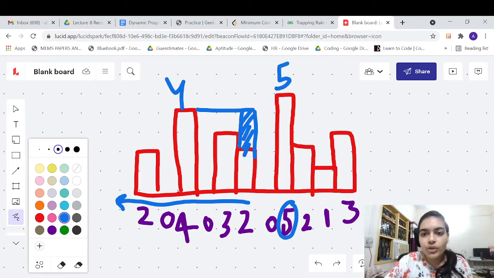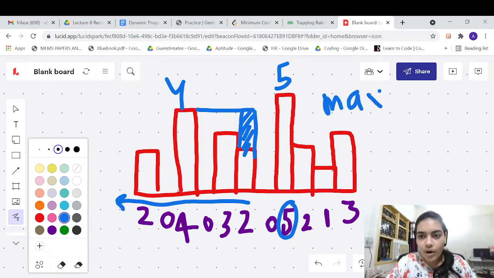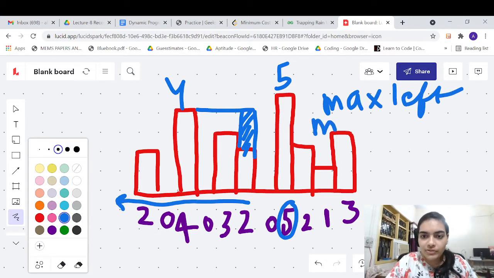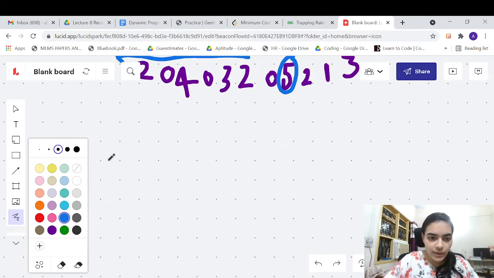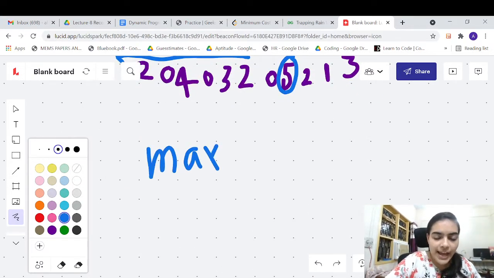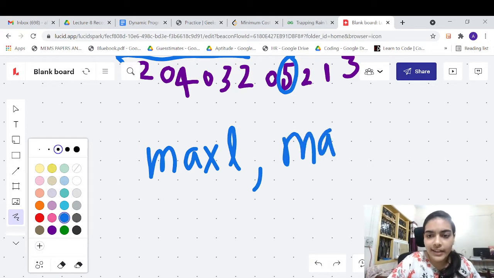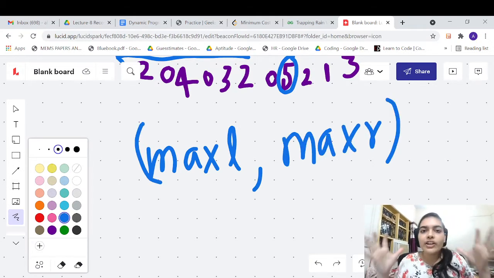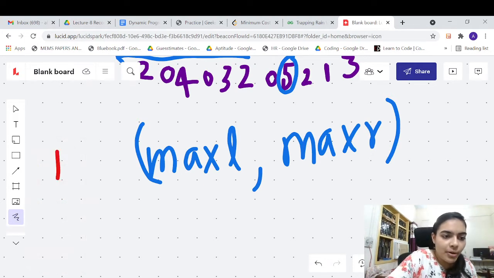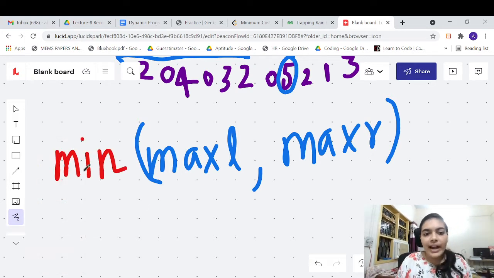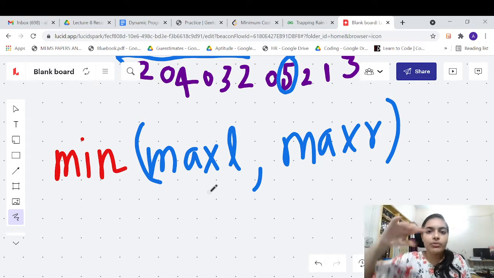So this height is 4, this height is 5. What you will do is traverse the array, go to the left side, go to the right side, and take the maximum of the left side and the maximum of the right side. Let me write it neatly. Go to the left side, take the maximum of the left side. Go to the right side, take the maximum of the right side. These are your supporting blocks that will help you to store water. Now take the minimum of both of these.